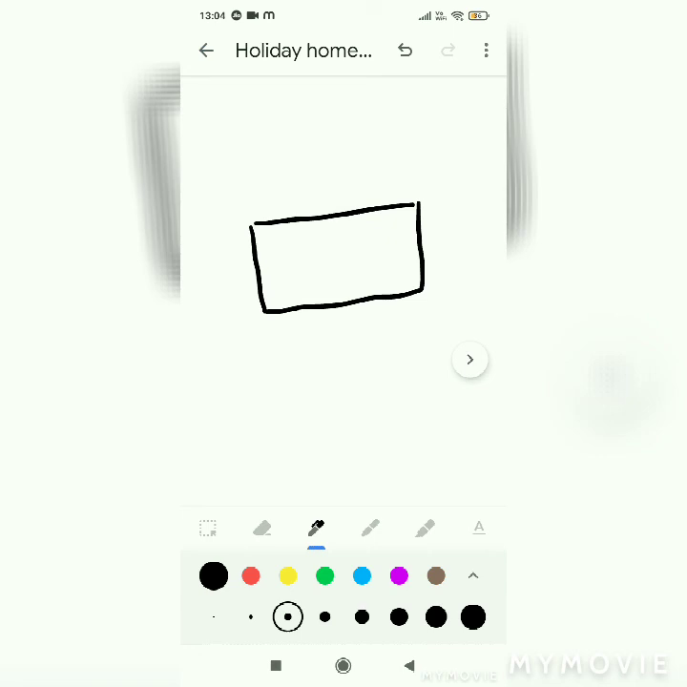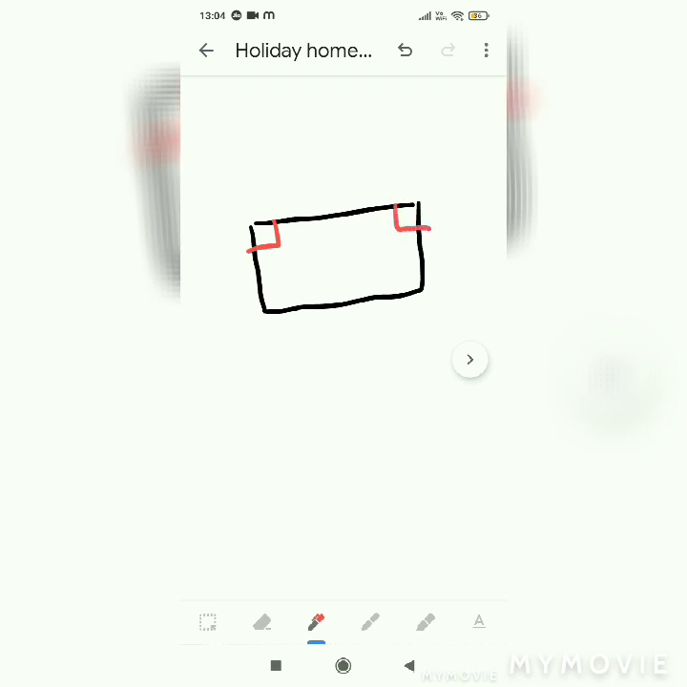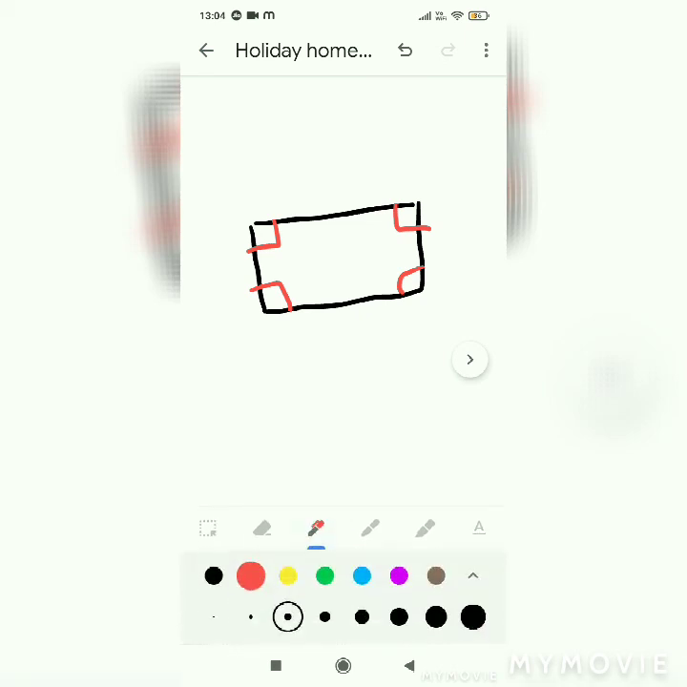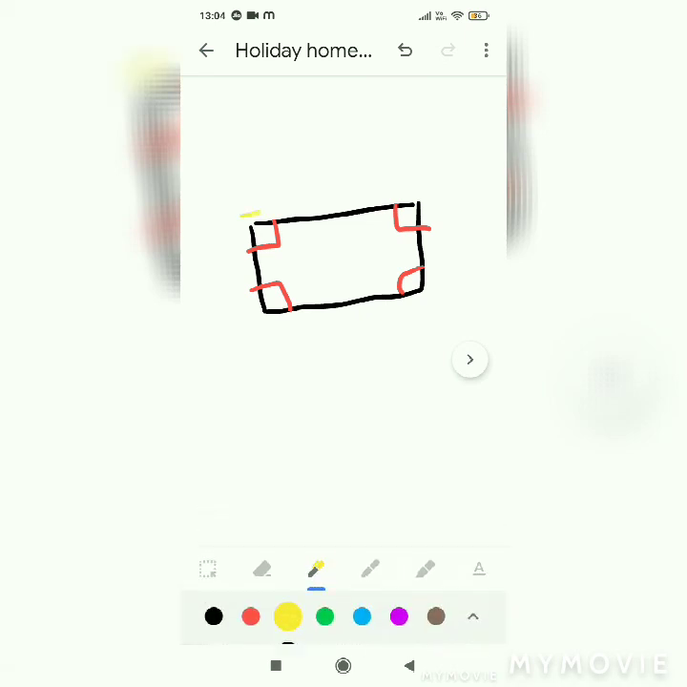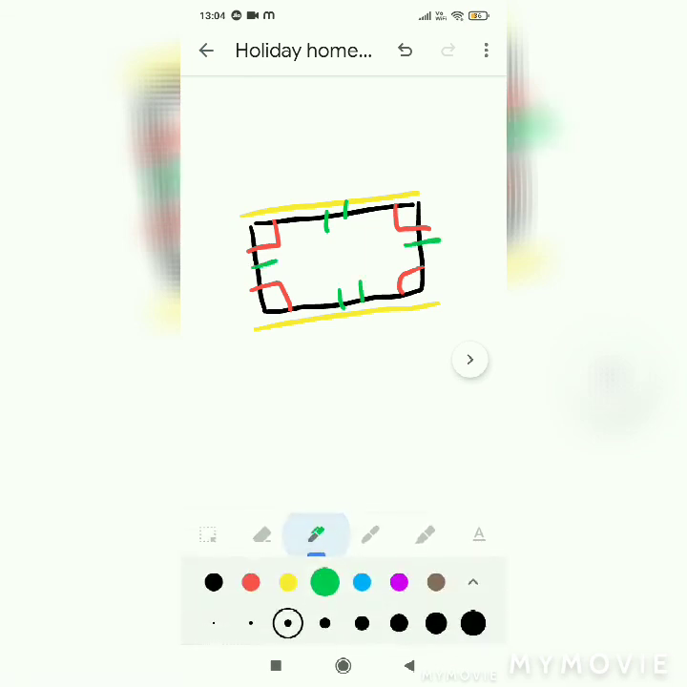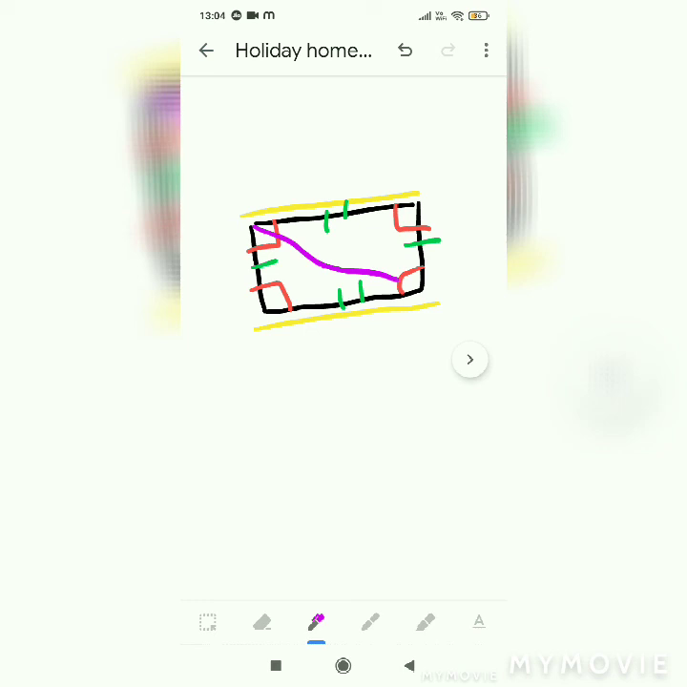So first is all angles are 90 degree. Opposite sides are parallel to each other. Then opposite sides are equal from both the sides. Then diagonals are equal and bisect each other.